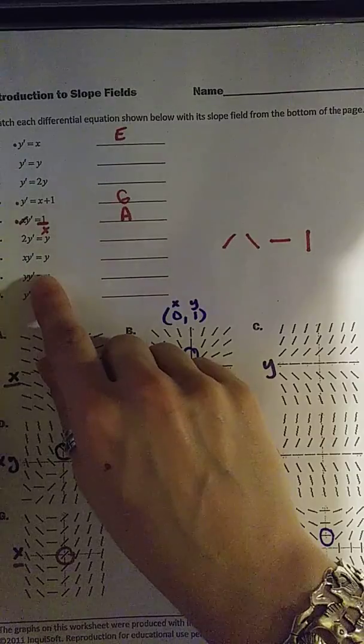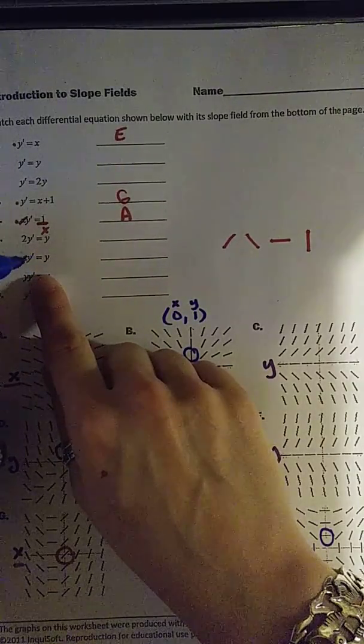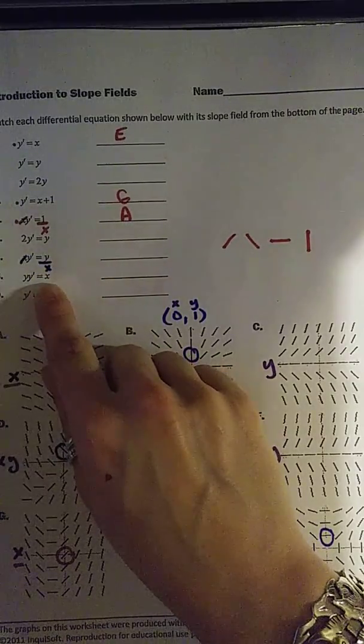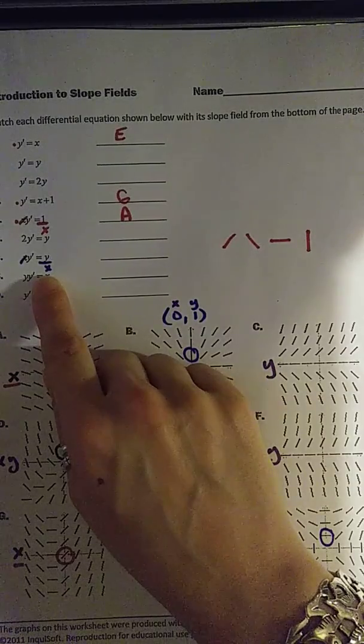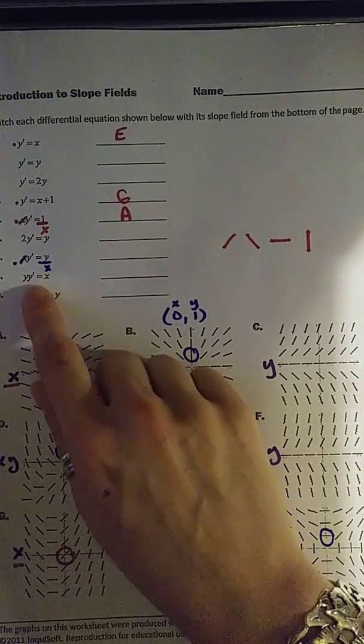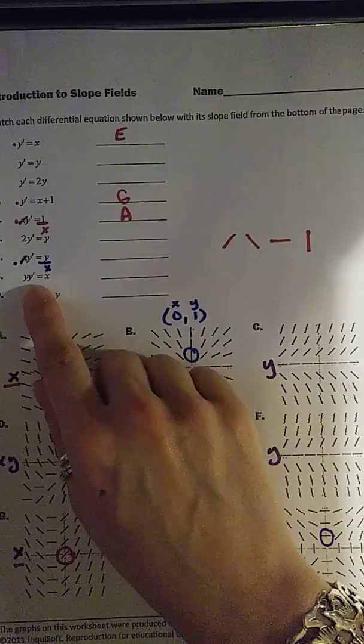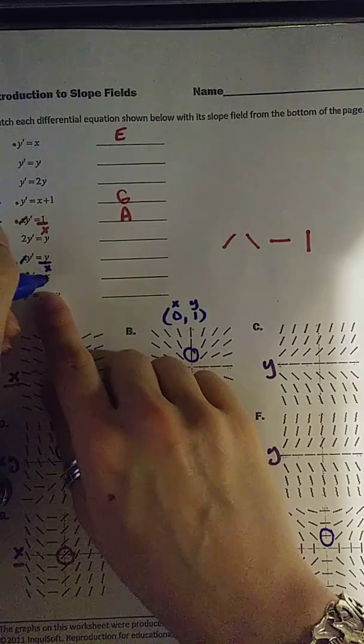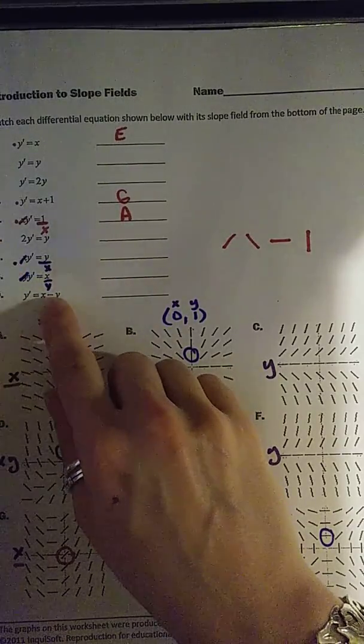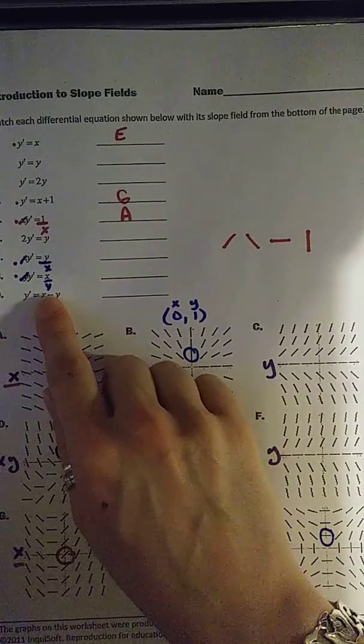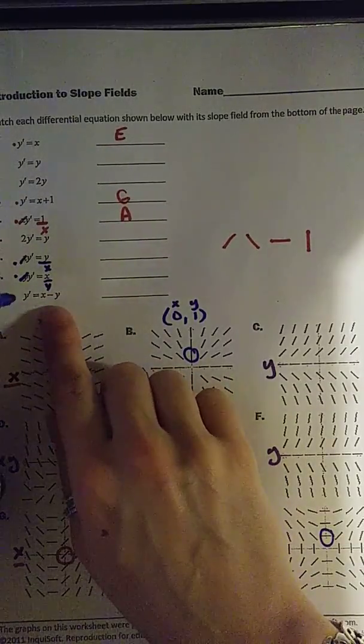There's our x, there's our y, so if we divide both sides by x, we get y prime equals y over x. All right, that's perfect, so we're going to focus on that one. This one here, again, we need to get y prime by itself. We're going to divide both sides by y, so we're going to end up with y prime equals x over y. All right, there's another one to focus on. And last but not least, y prime equals x minus y.